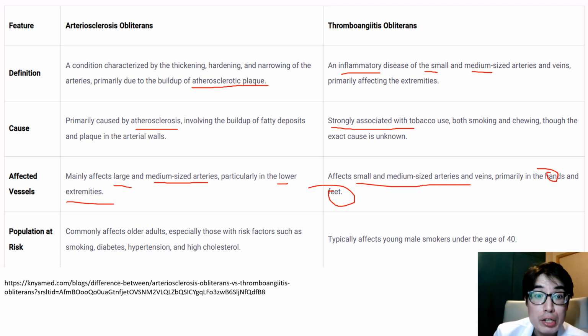Arteriosclerosis typically affects older adults, especially those with risk factors of smoking, diabetes, hypertension, and high cholesterol, whereas thromboangitis typically affects young male smokers under the age of 40.